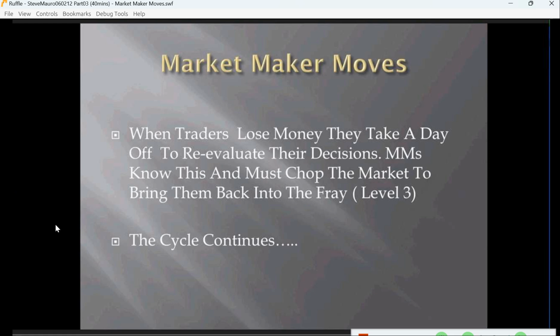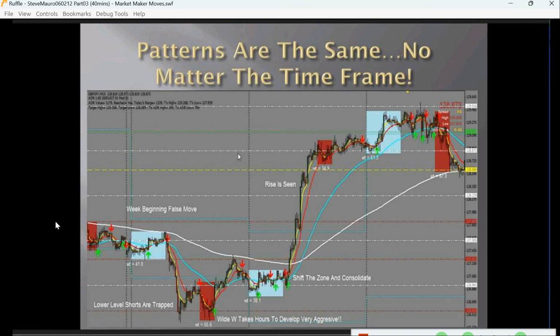Okay? The patterns are the same. The behaviors are the same no matter the time frame. Doesn't matter if it's a 15-minute, a 1 hour, a 4 hour, a daily, a weekly. Each lower time frame is part of the bigger time frame's formation.